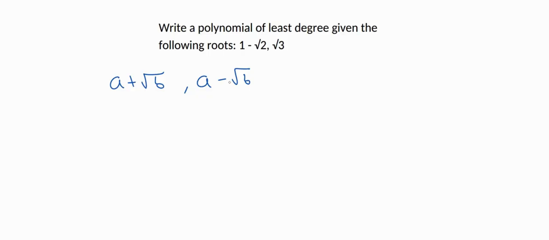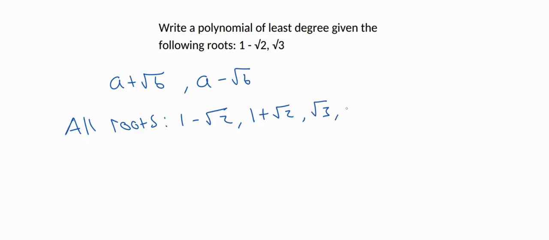Okay, so utilizing that, let's go ahead and find all of the roots of this polynomial. So all roots, we're given 1 minus the square root of 2. So we're also going to have 1 plus the square root of 2. And then we're given the square root of 3. And so that means we're also going to have the negative square root of 3. Awesome. Alright, so now we can write out all the factors of this polynomial.